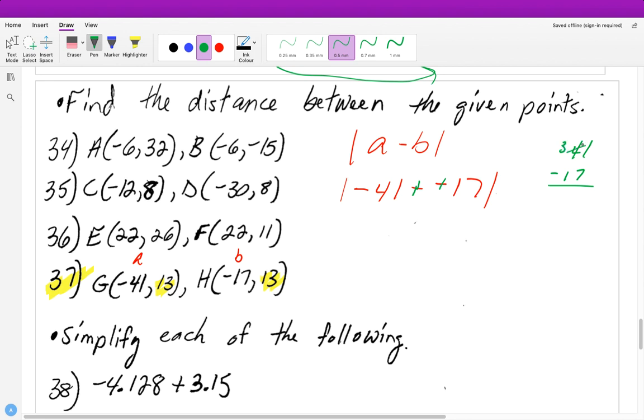So then we can borrow from the 4, 11 minus 7 is 4. 3 minus 1 is 2. So it becomes the absolute value of negative 24 since 41 was greater. And the absolute value of negative 24 is positive 24.